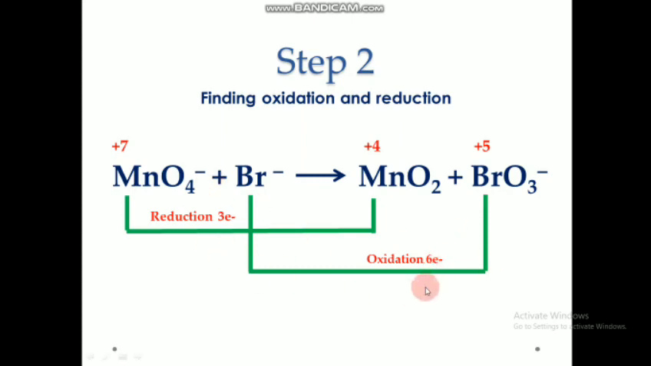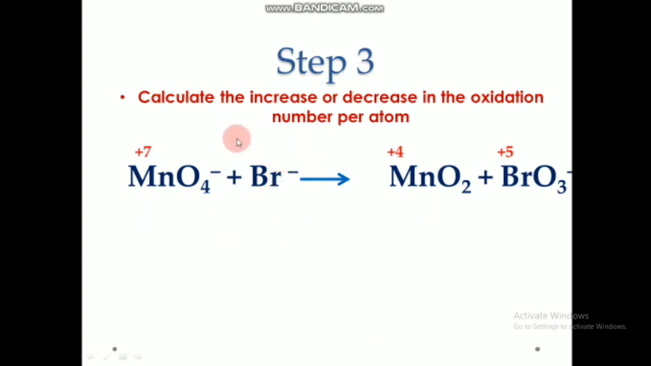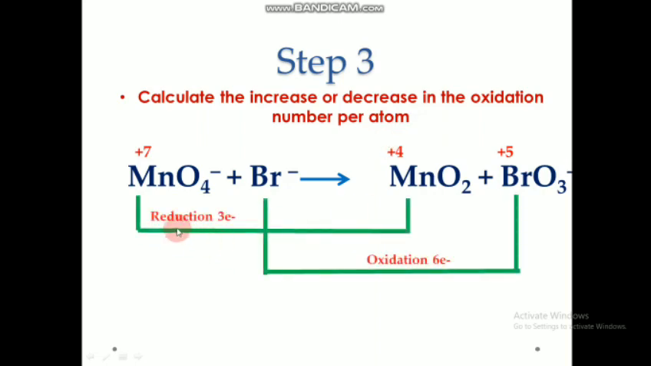Then only it will be balanced. So this number should be equal to this number. For that, we are moving on to the next step, which is the third step: calculate the increase or decrease in the oxidation number per atom. So hence, we know reduction is 3 electrons and oxidation is 6 electrons.